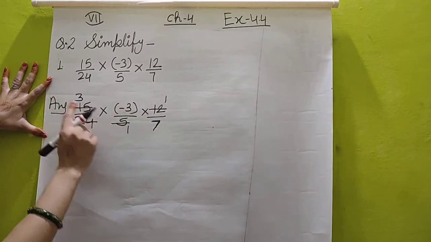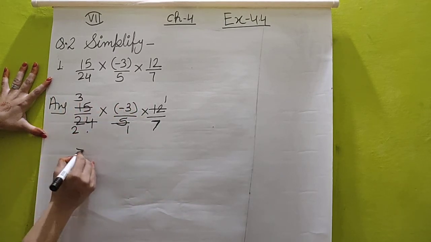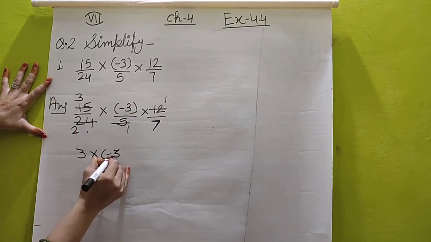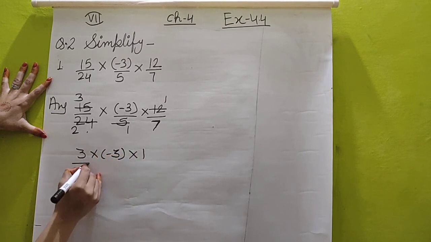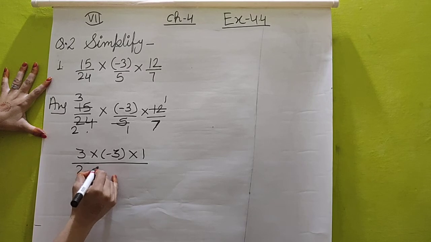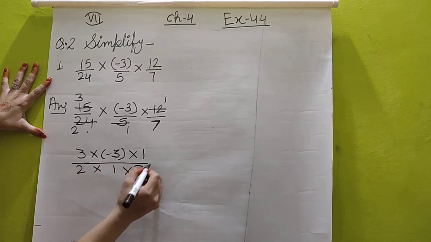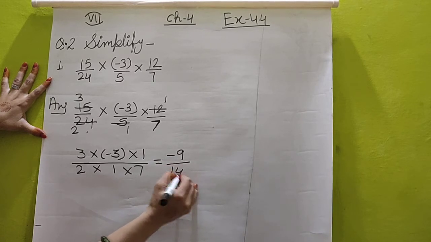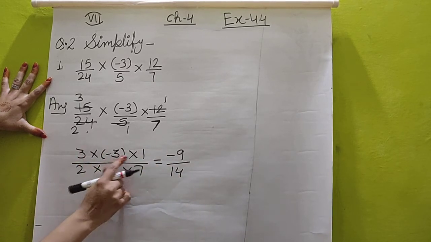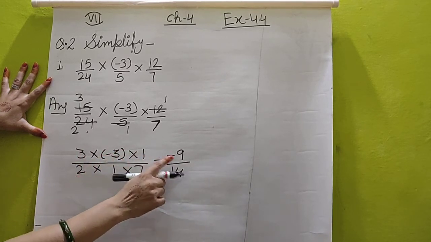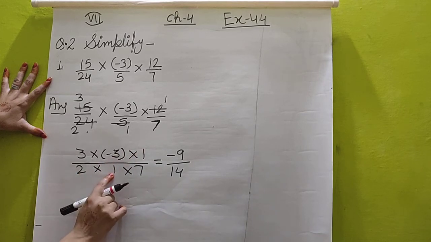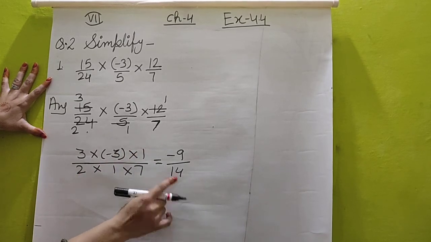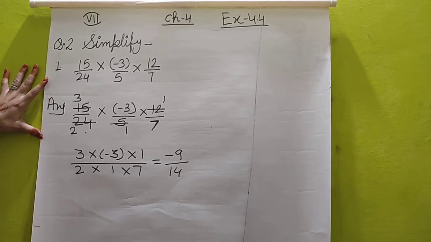Now upside, students, we cannot cut. So 3 multiply minus 3 multiply 1. Downside is 2 multiply 1 multiply 7. Then what will be your answer? Minus 9 upon 14, because 3 threes are 9, multiply 1 is 9, then minus sign will be as it is. 2 multiply 1 is 2, then 2 multiply 7 is 14. Now second part.